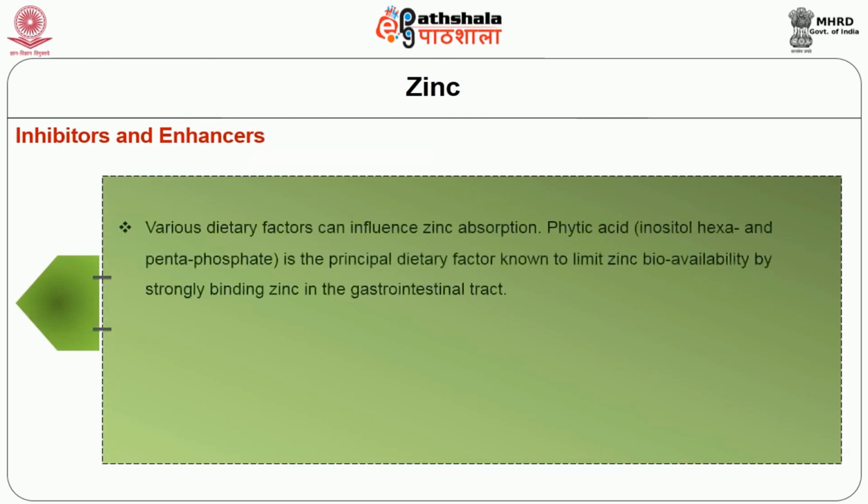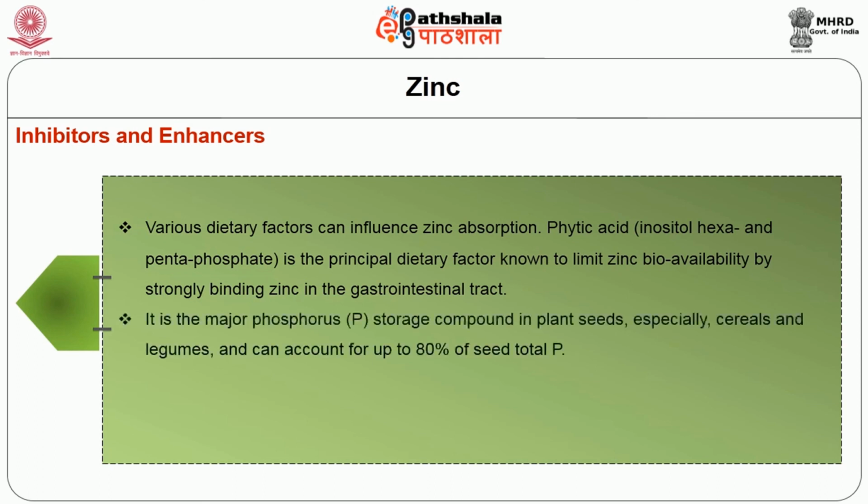What are the inhibitors and enhancers of zinc bioavailability? Various dietary factors can influence zinc absorption. Phytic acid, that is inositol hexaphosphate, is the principal dietary factor known to limit zinc bioavailability by strongly binding zinc in the gastrointestinal tract. It is the major phosphorus storage compound in plant seeds, especially cereals and legumes, and can account for about 80% of the seed's total phosphorus.